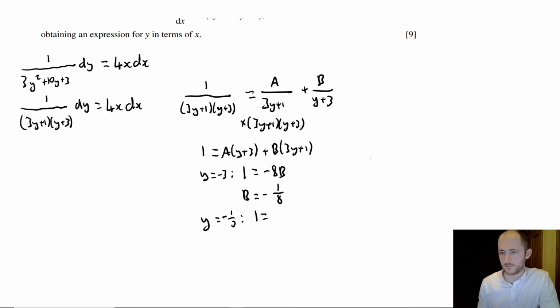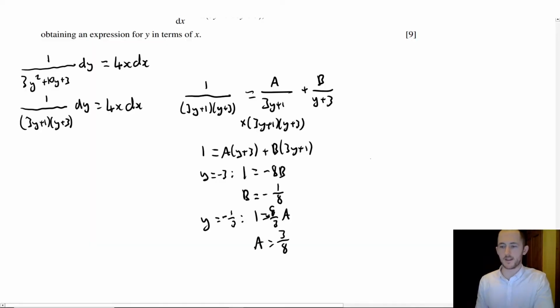One equals, okay, so minus a third plus 3 would be 8 over 3a. So, sorry, negative 8 over 3a. Oh, no. Just 8 over 3a. So then a is just equal to 3 over 8. Cool. Which means we can now sub this all back into our original partial fractions expression in order to make our lives ever so slightly easier.